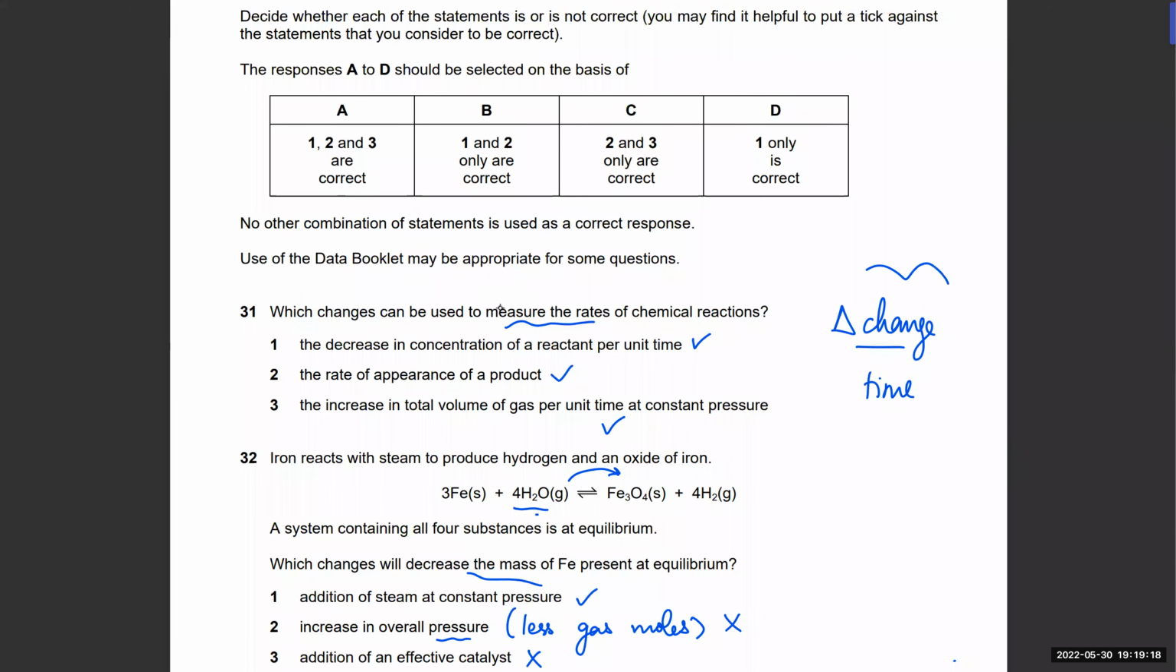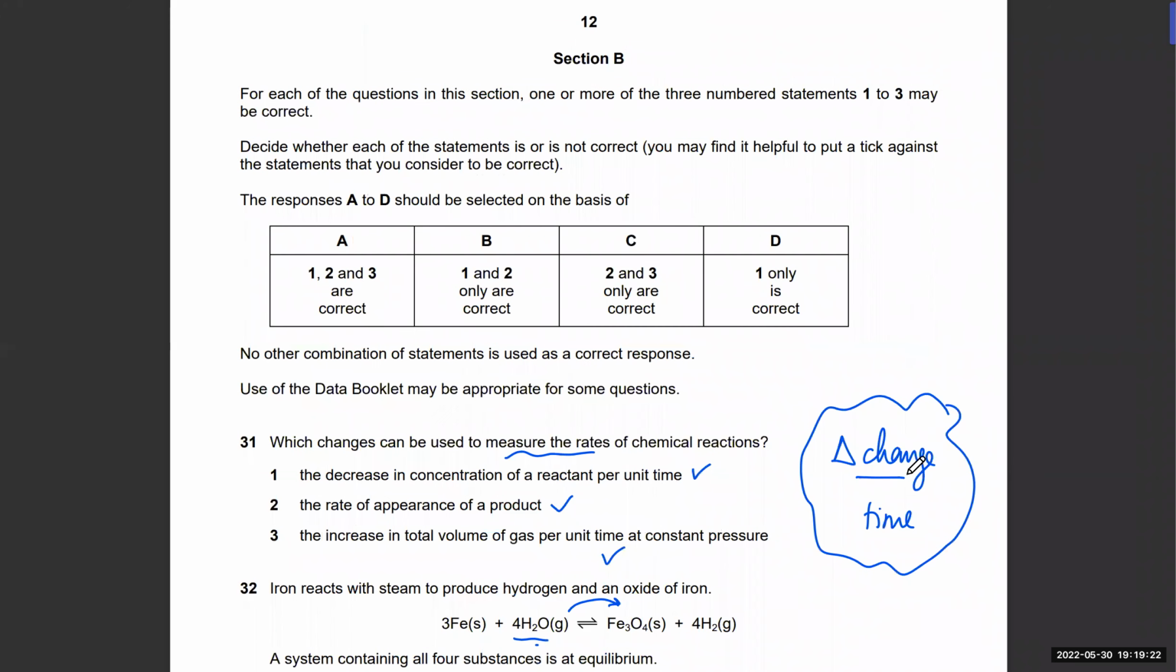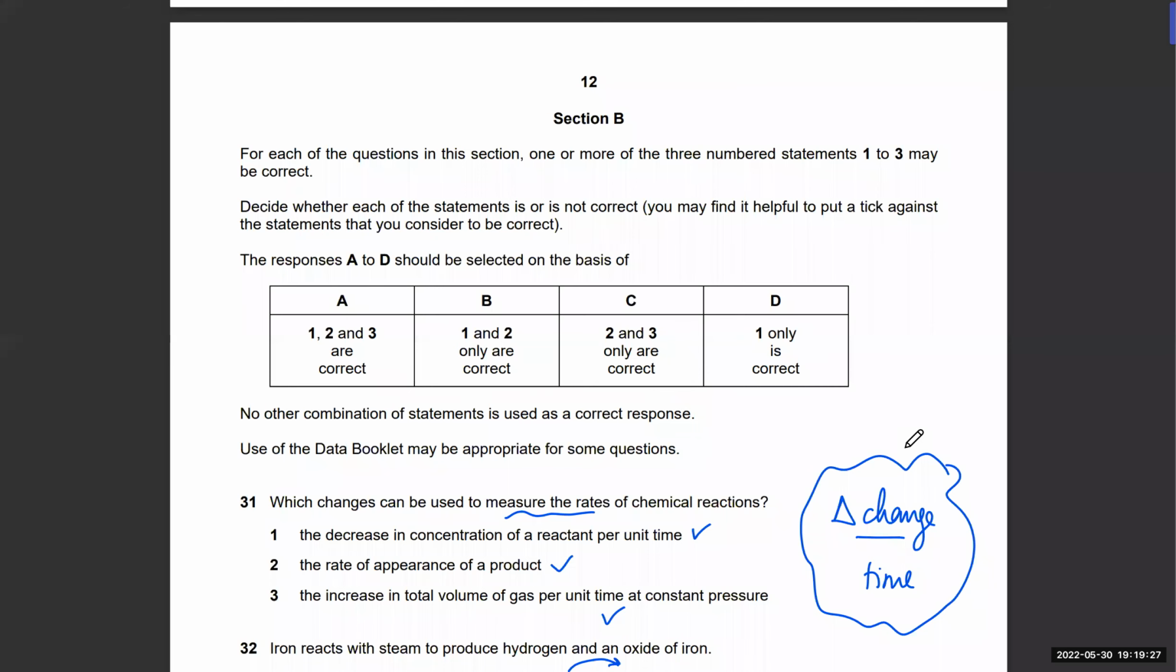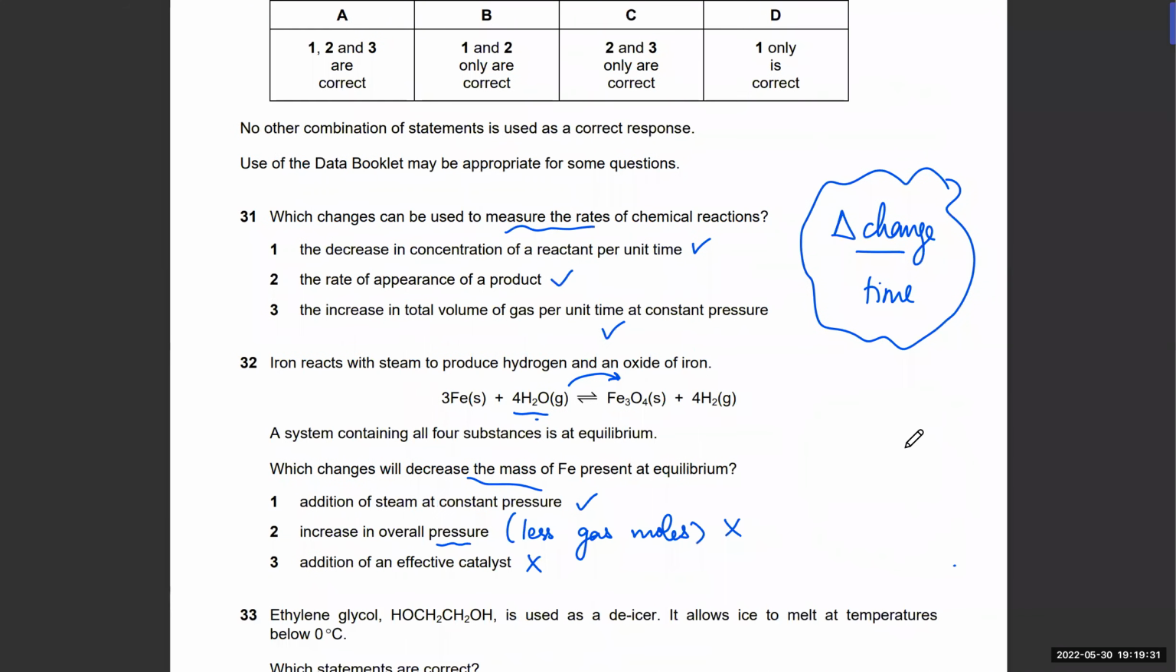And remember this: you can measure any change as long as that thing is changing during the reaction. I'm going to explain everything. Let's say I have a reaction, Mg with HCl, and it's forming MgCl2 plus H2 gas, right?